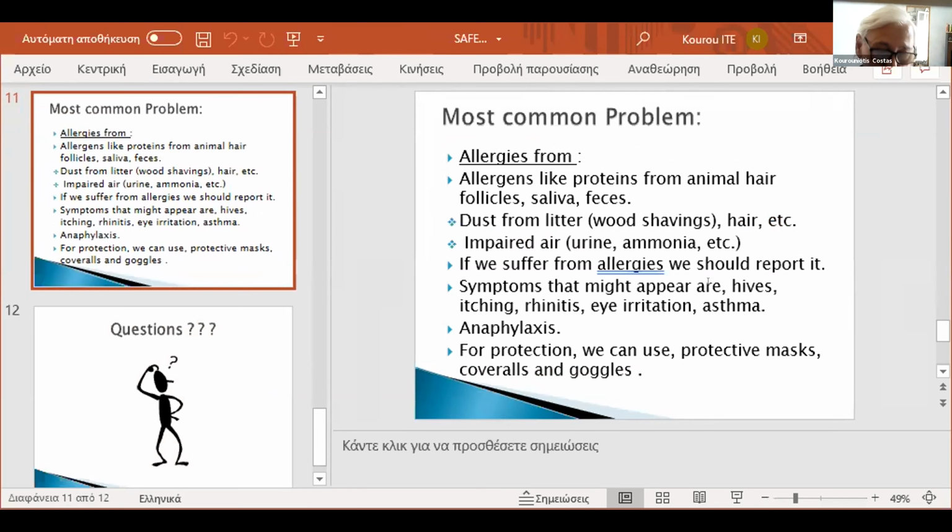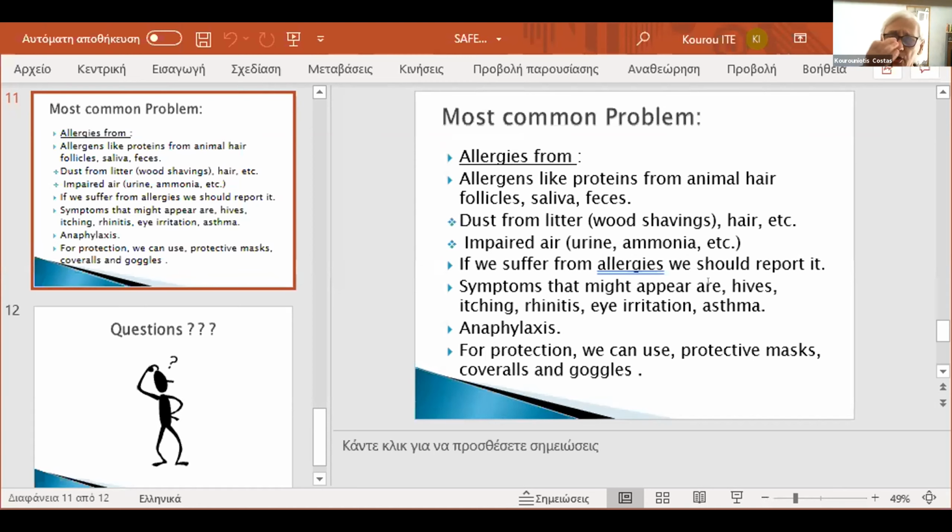Statistics have shown that up to or even more than 50% of those that work for a long time in the animal facility will sometimes develop some form of allergy. Allergies come from allergens like proteins from animal hair, follicles, saliva, feces, etc. Dust from the litter, from the wood shavings. Impaired air makes things worse. If we know that we suffer from allergies, we should report it.